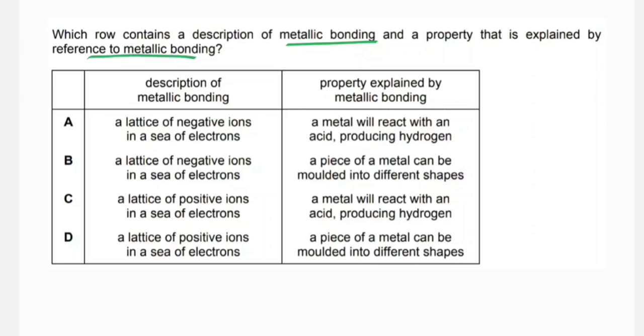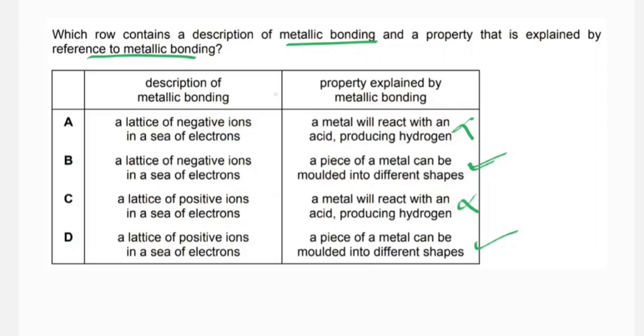Which row contains a description of metallic bonding and a property that is explained by reference to metallic bonding? Okay, so let's look at a property that is explained by reference to metallic bonding. A metal will react, no, the reaction is not about the metallic bonding, right? A piece of metal can be molded into different shapes. That is malleability, which is correct. A piece of metal can be molded, yeah, that's also correct. A metal will react, no. So we can rule out A and C, so it's either B or D.